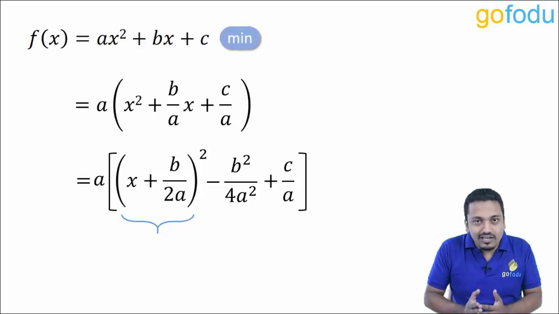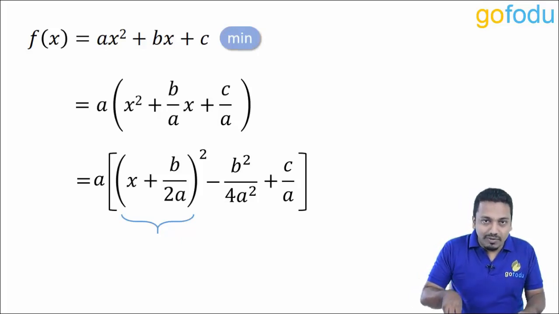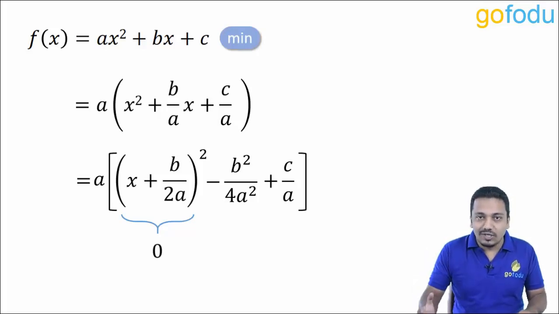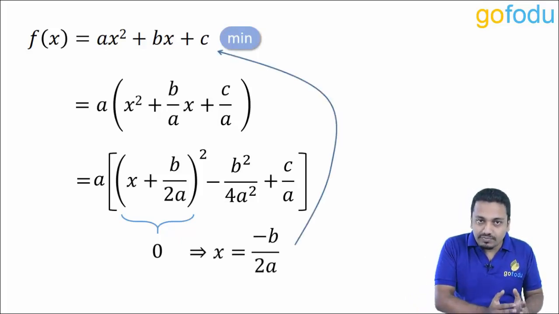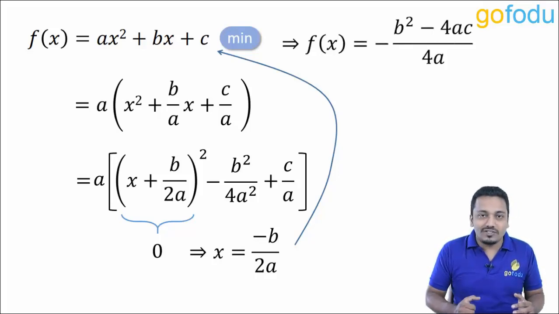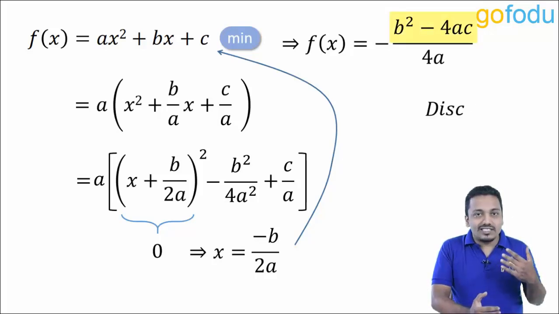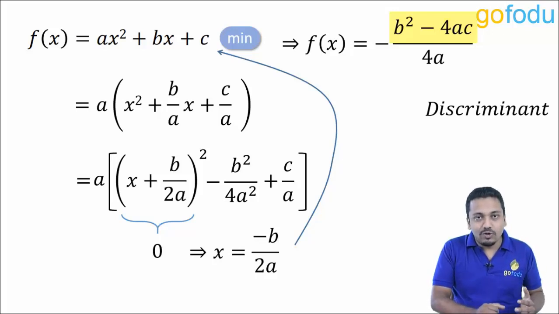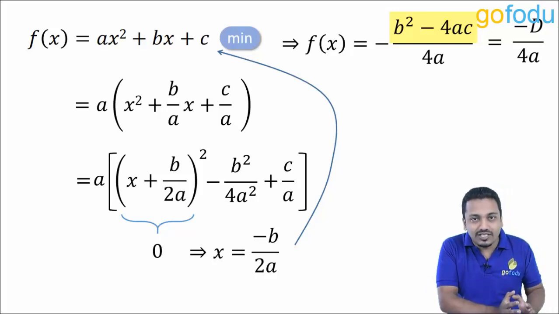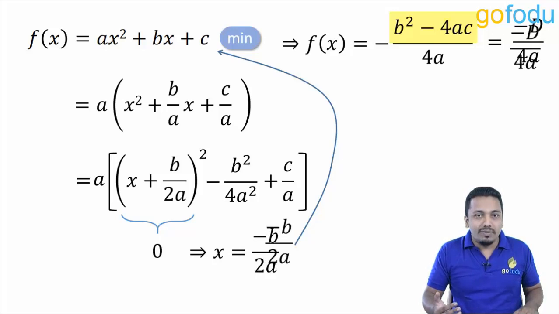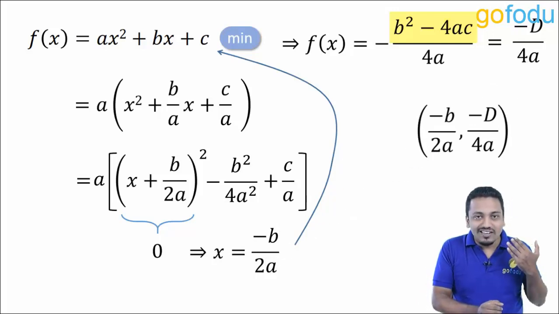Now it's a perfect square, so it cannot be negative. So the minimum it can become will be 0. X plus b by 2a is 0. That means x will be equal to minus b by 2a. Put this value of x back into our quadratic function. F of x will come out as minus b square minus 4ac upon 4a. This b square minus 4ac is called the discriminant of a quadratic, also denoted by capital D. So in the next video, when we are going to draw the graph of a quadratic function, our xy coordinates of the minima will be minus b by 2a, comma, minus D by 4a.